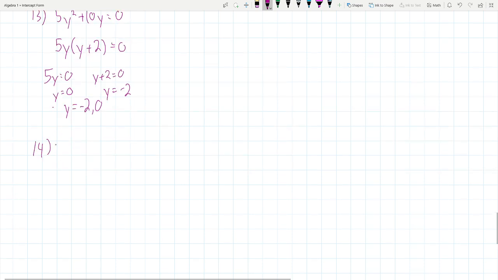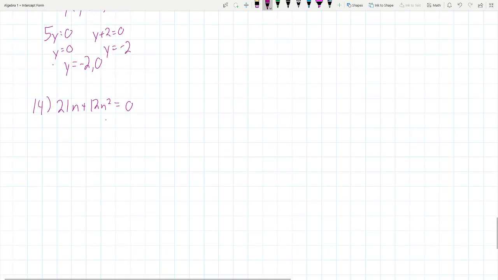Number 14. 21n plus 12n squared equals 0. Now, nothing says that you have to have it in standard form. It might be a little helpful. If it is, you could rewrite it as 12n squared plus 21n equals 0. It really doesn't make any difference.